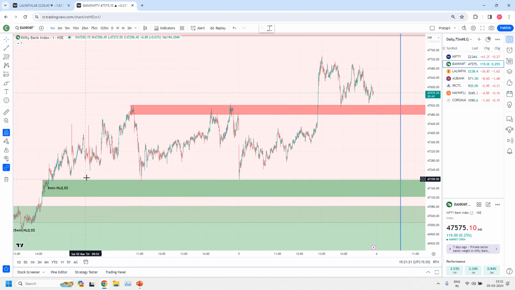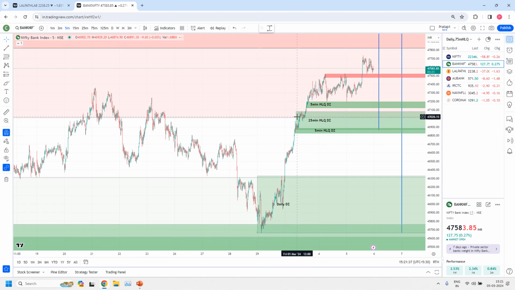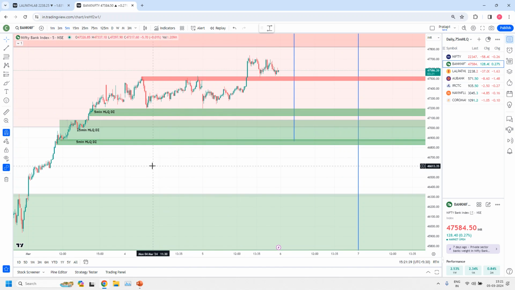This is Bank Nifty. This is the video I released on Sunday, the Nifty Bank Nifty supply demand zone chain. This is the one I drew in that video. I didn't change anything here. This is the 5 minutes high liquidity zone. Currently the time frame is 1 minute. Let me change it to 5 minutes. Look here.